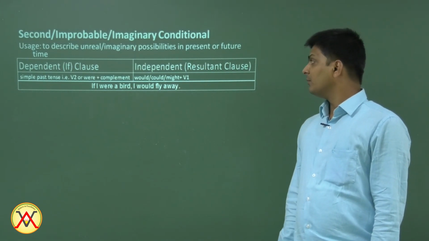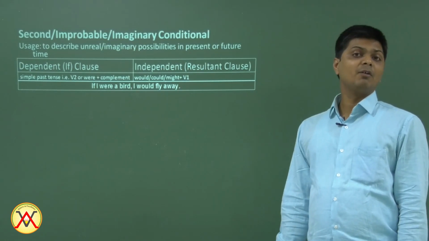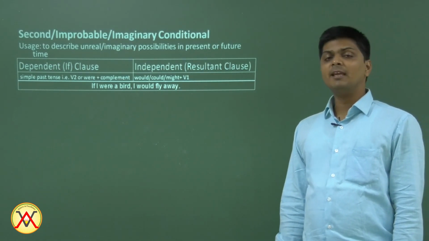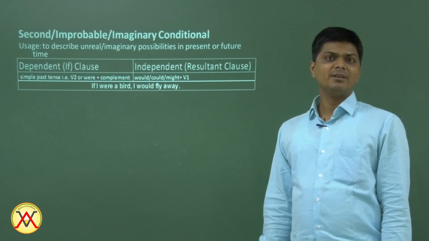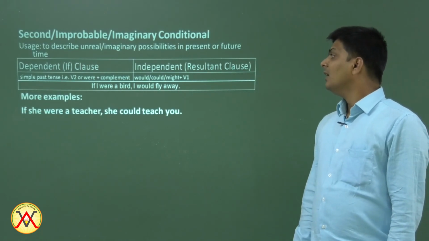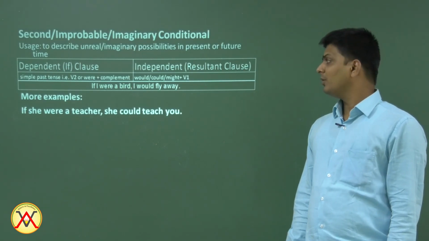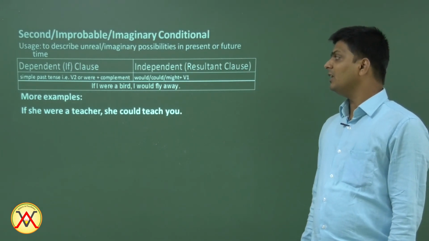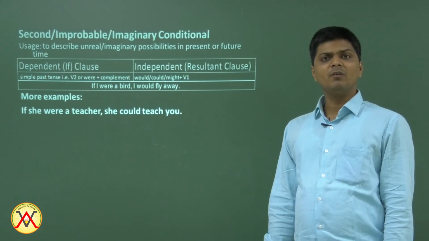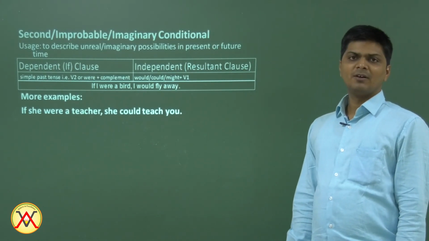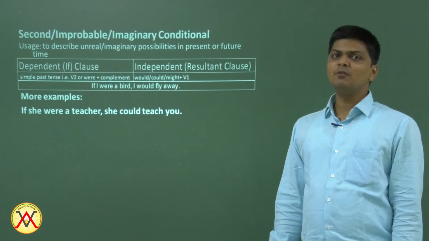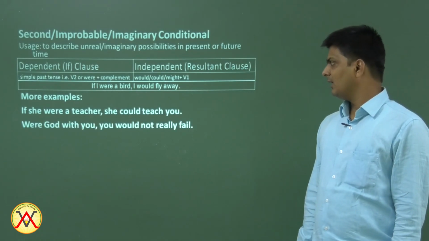For example, if I were a bird, I would fly away. If I were a monkey, I would jump from one tree to another. If I were a doctor, I would treat you. Like that. If she were a teacher, she could teach you. So here we have if she were a teacher. There is another way of saying this. We can say were she a teacher. We can eliminate this if, as we'll see in the examples in a while.